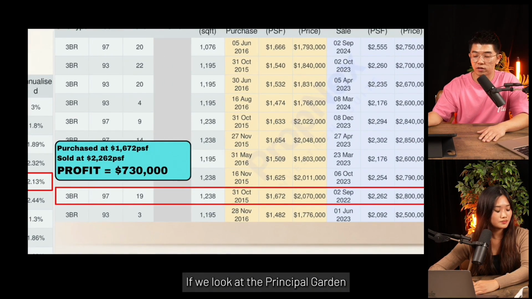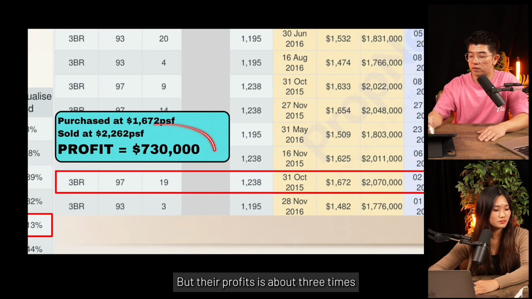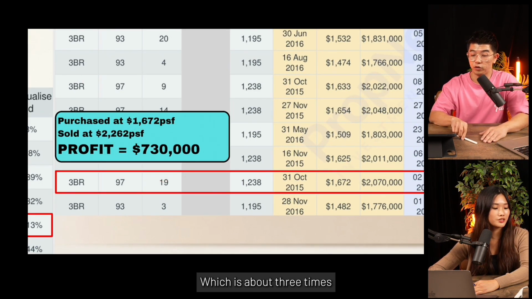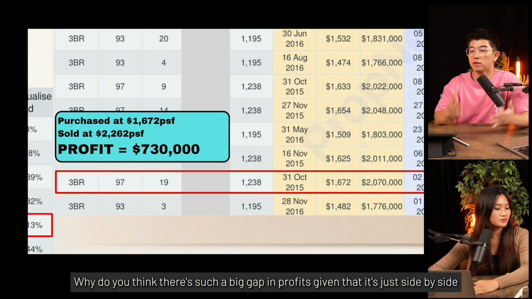If we look at the Principal Garden, the size is 1238, which is just maybe 20 square feet difference. But their profit is about 3 times. 730, which is about 3 times. So the question is, why is there such a big gap in profits? Why do you think there's such a big gap in profits given that it's just side by side?